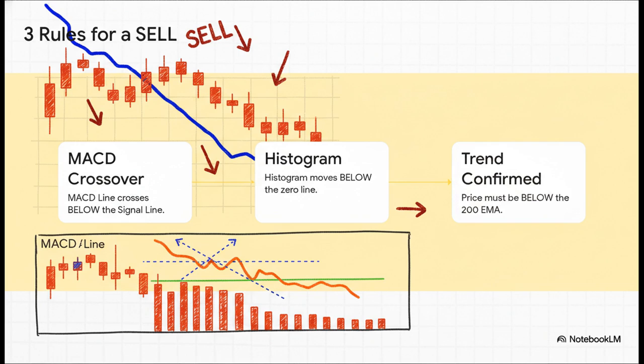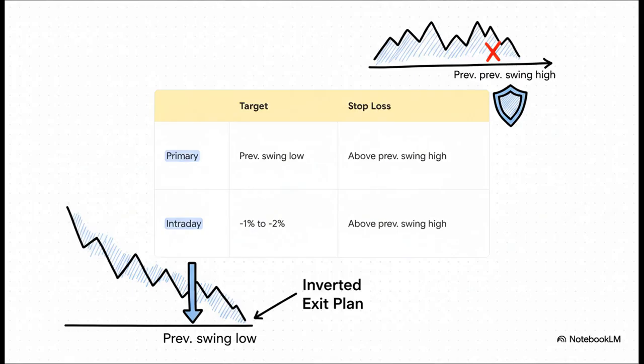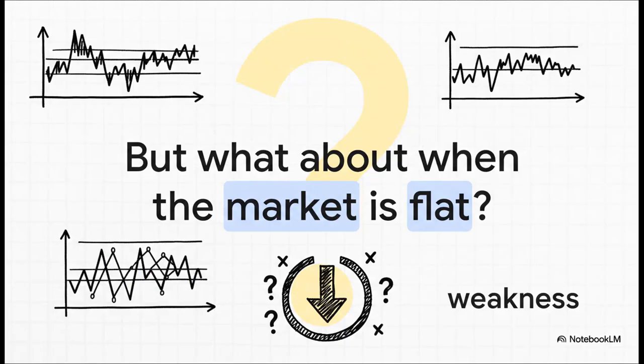And finally, our trend confirmation. The price has to be trading below the 200 EMA. Again, all three conditions must be aligned. And the exit plan? Yep, that's inverted too. The target for a sell trade becomes the previous swing low, and you'll place your stop loss just above the previous swing high to protect your position. It's all very systematic.